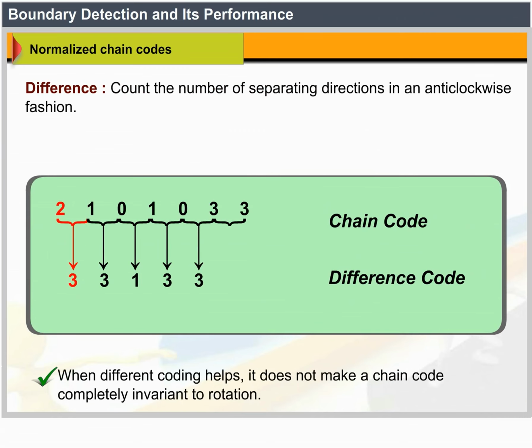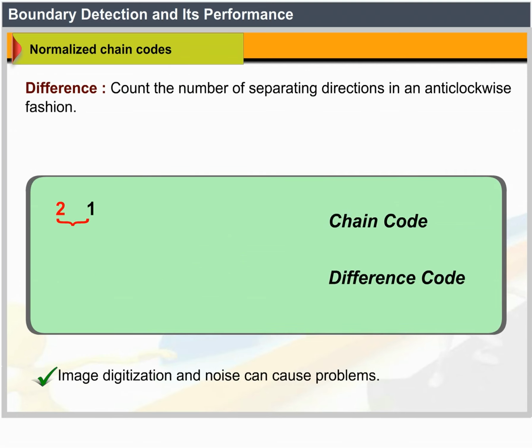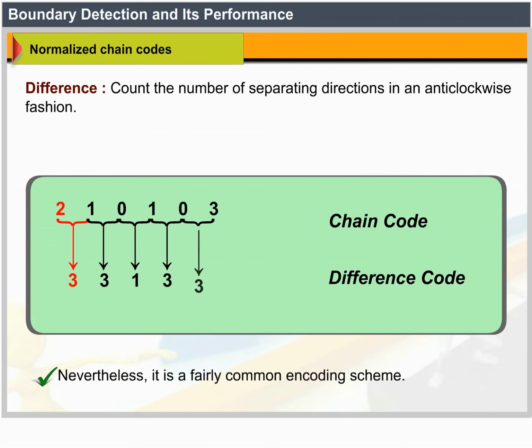While difference coding helps, it does not make a chain code completely invariant to rotation. Image digitization and noise can cause problems. Nonetheless, it is a fairly common encoding scheme.